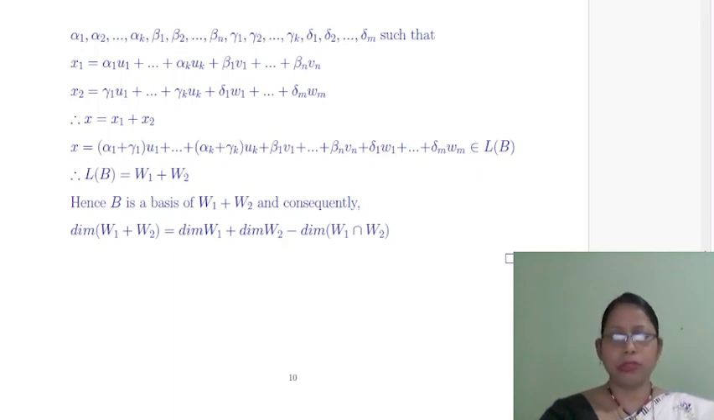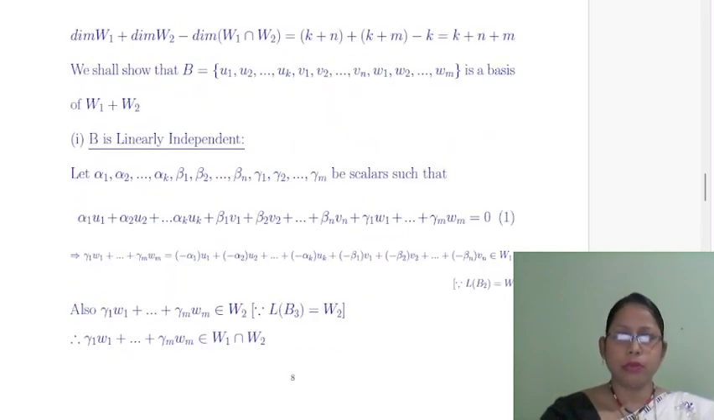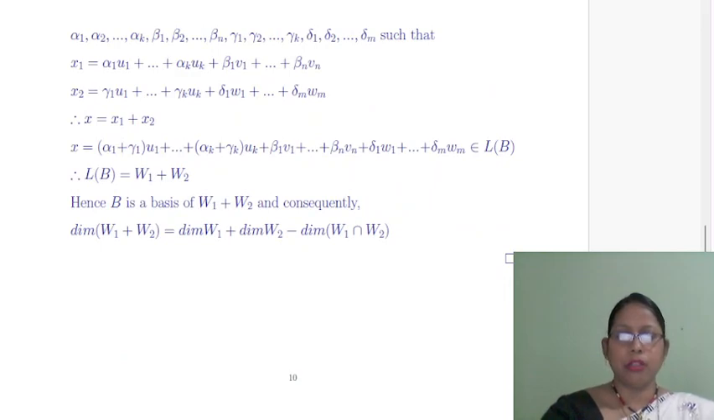because from this we can find out that dim of W1 plus W2 will have k u's, n p's, and m w's. That is k plus n plus m, and this is equal to the right hand side. Therefore, dim of W1 plus W2 is equal to dim of W1 plus dim of W2 minus dim of W1 intersection W2.